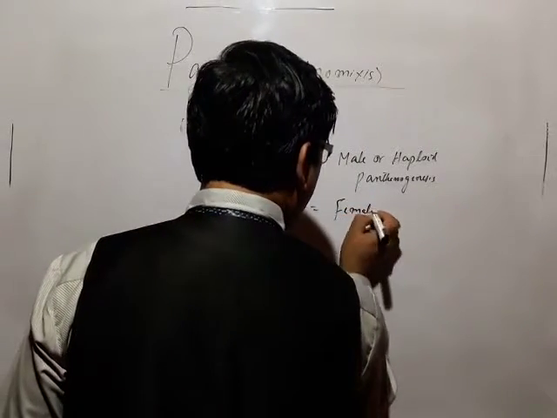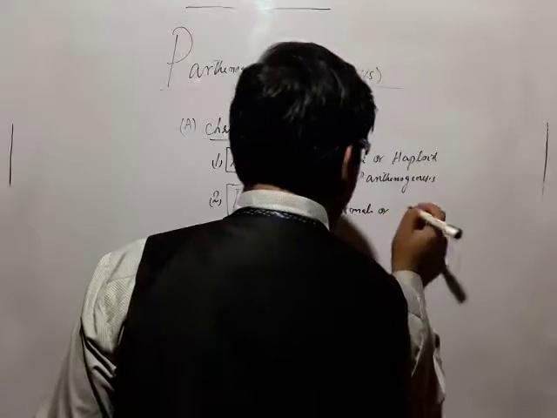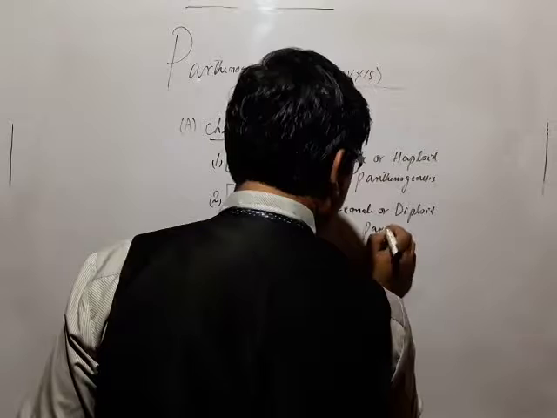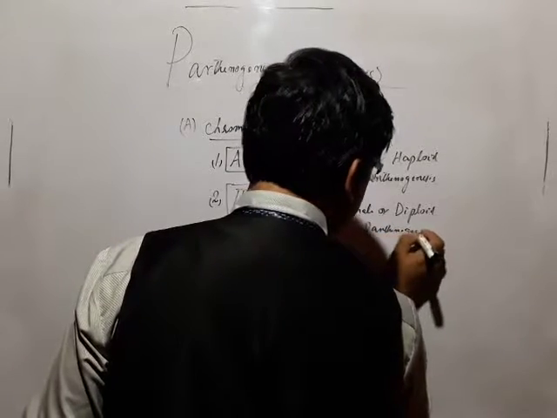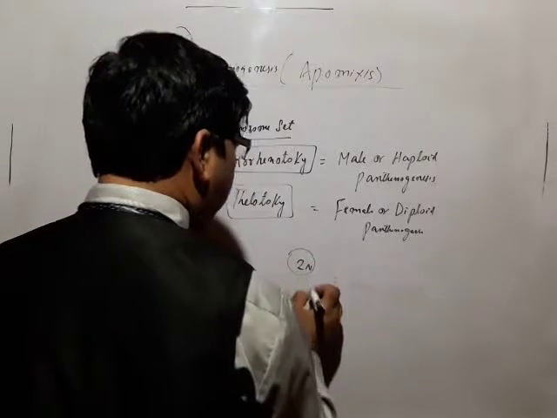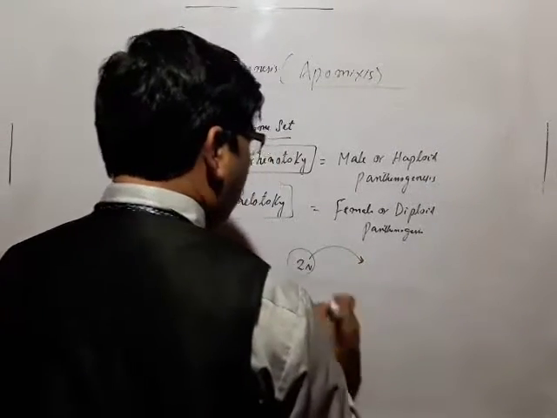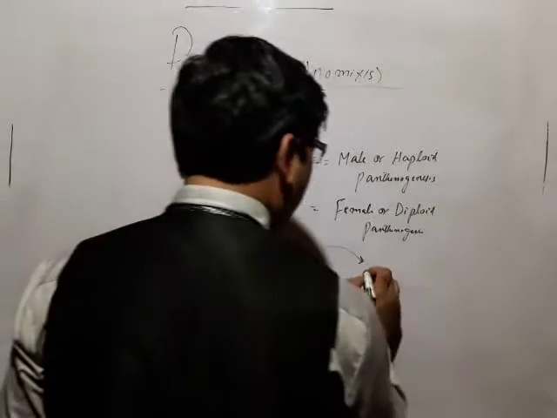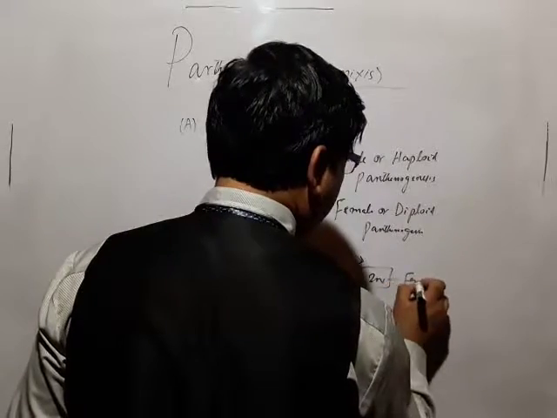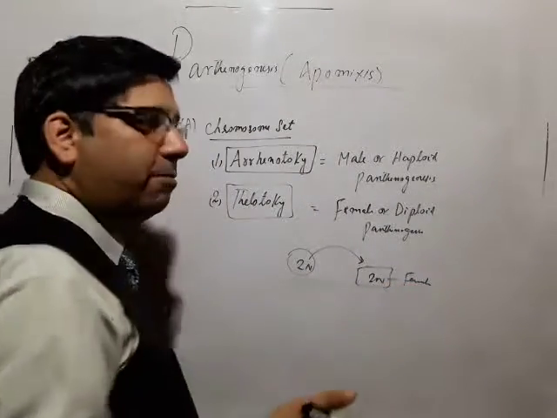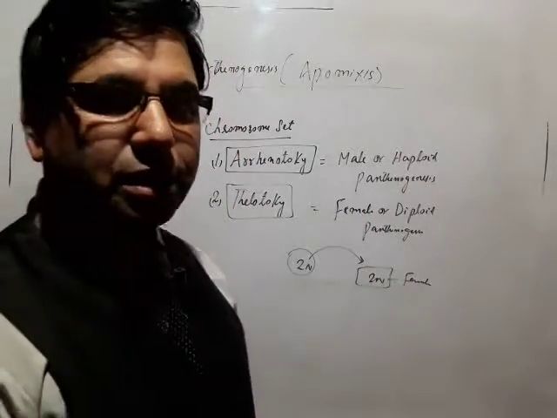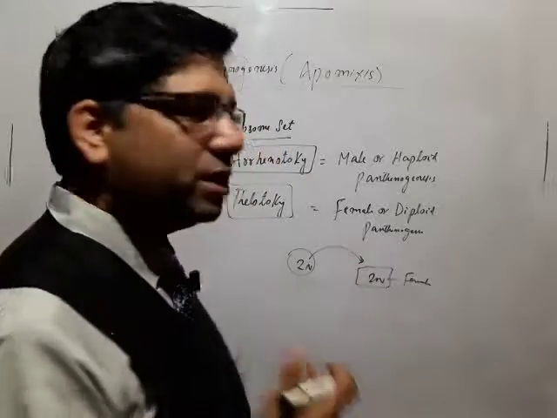This, as you know, is female or diploid parthenogenesis. That means this is a 2n egg, and it goes on to form a 2n individual, which is mostly female. The individual becomes female.